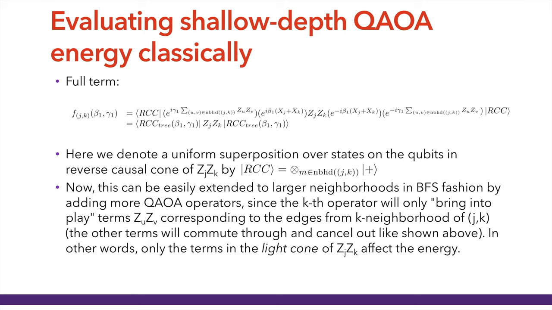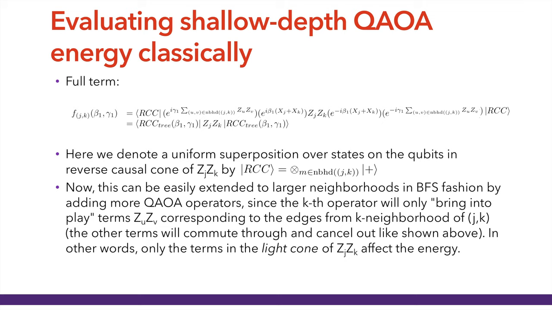And so, for example, if you have a three regular graph in P equals 1, in the worst case we only need to simulate 6 qubits because each end of the edge can bring in 2 other qubits into play. So we're only simulating 6 qubits to evaluate the energy of one edge. And so for the entire thing, for each edge, we simulate at most 6 qubits. And this way we can evaluate QAOA energy, even if we have thousands of qubits. And so we can train QAOA on very large problem sizes without having to simulate the full QAOA circuit.